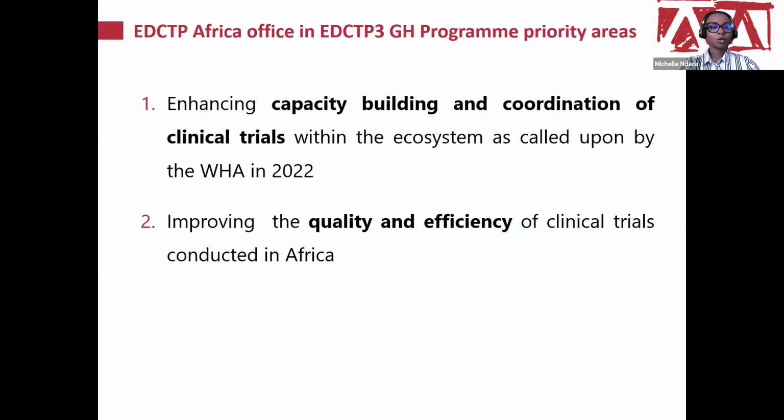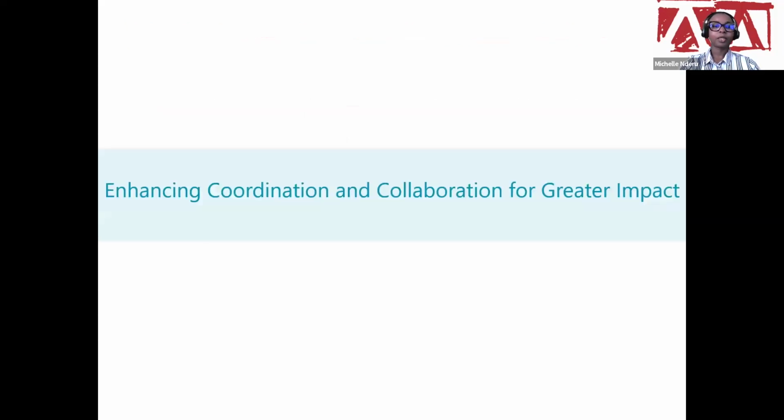Thank you, Tom. So as the EDCTP Africa office within the 3rd program of EDCTP, we are functioning in two main priority areas, amongst others. The first area that we're working in is investing in enhancing capacity building and coordination of clinical trials within the ecosystem, as has been called upon by the WHA in 2022. And the second area is improving the quality and efficiency of clinical trials conducted in Africa. EDCTP has been focusing on building capacity and strengthening collaboration since the first program was established in 2003.